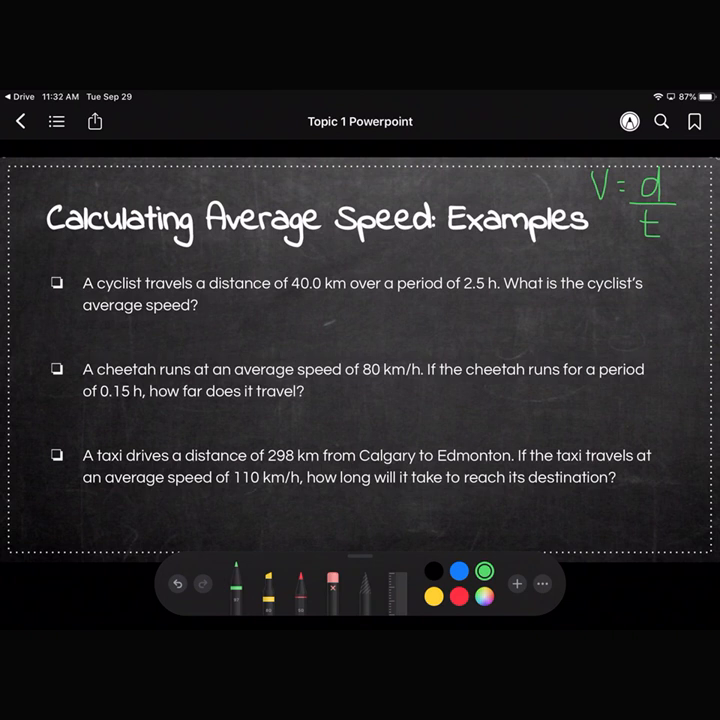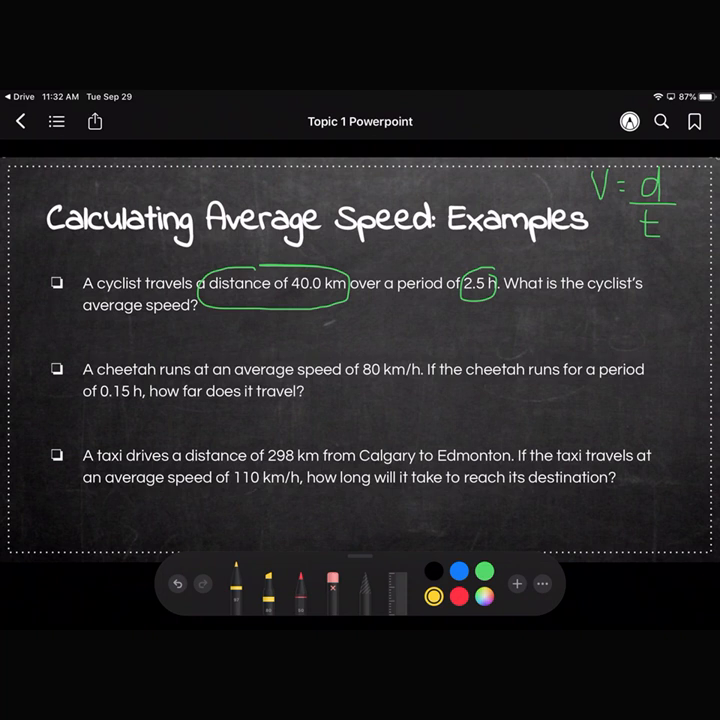It says a cyclist travels a distance of 40 kilometers. As I read through the question, I always like to write down what they're giving us. Sometimes I will just circle it. But it is good to get in the habit of writing it down. I know you hate it, but it's a good idea. So we've got a distance of 40 kilometers. Looking back at our formula, v is equal to d over t, which one is that 40 kilometers? Is it a v, a d, or a t?